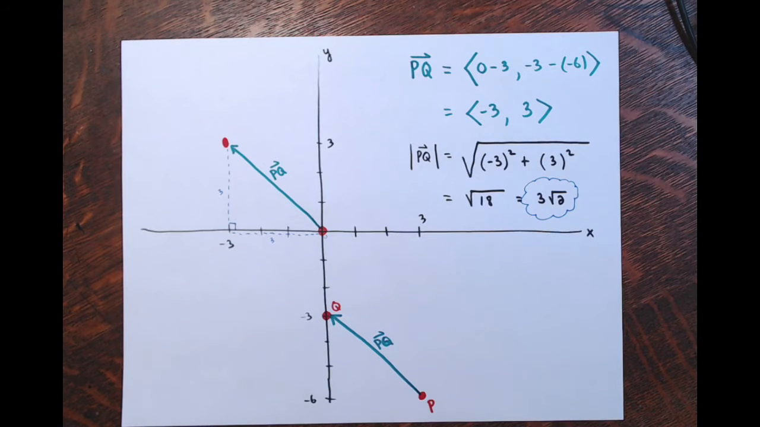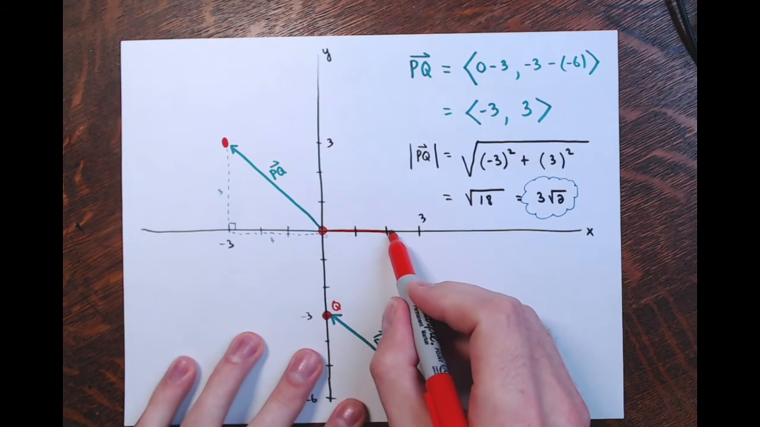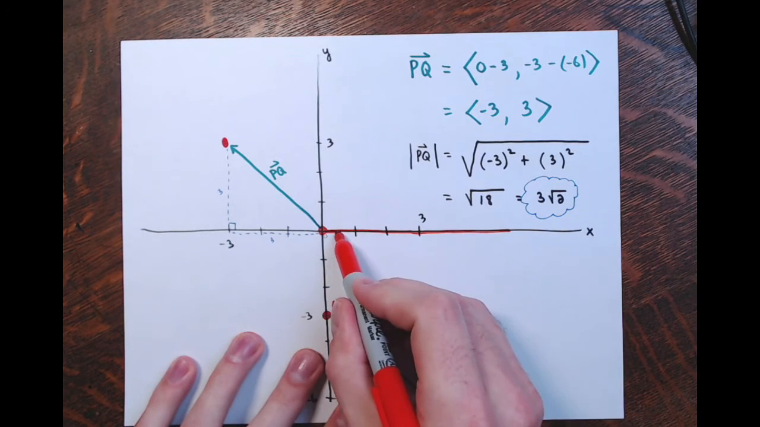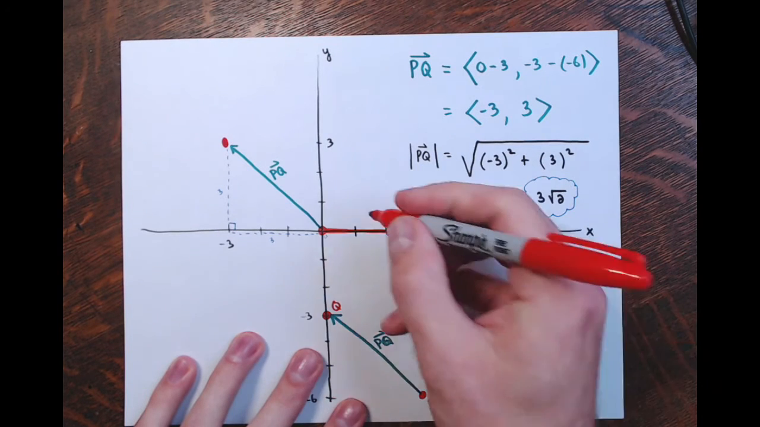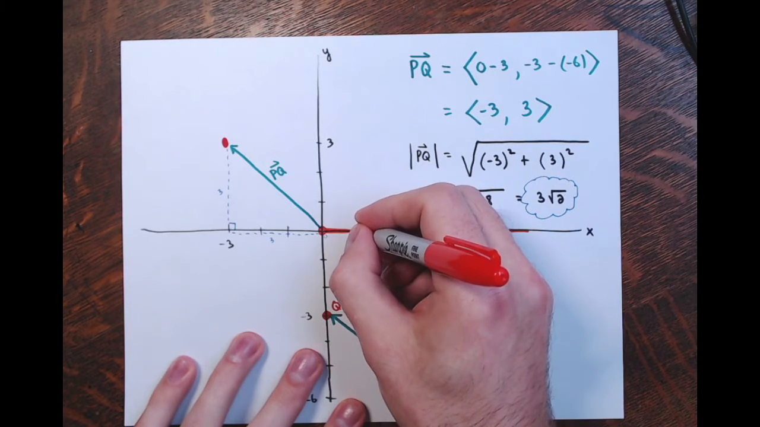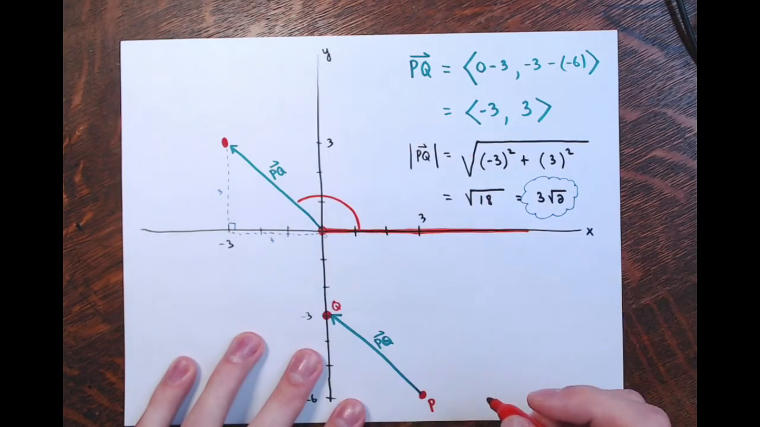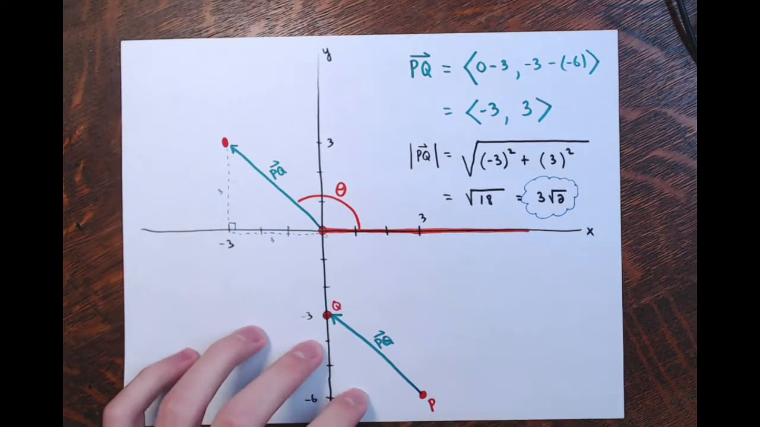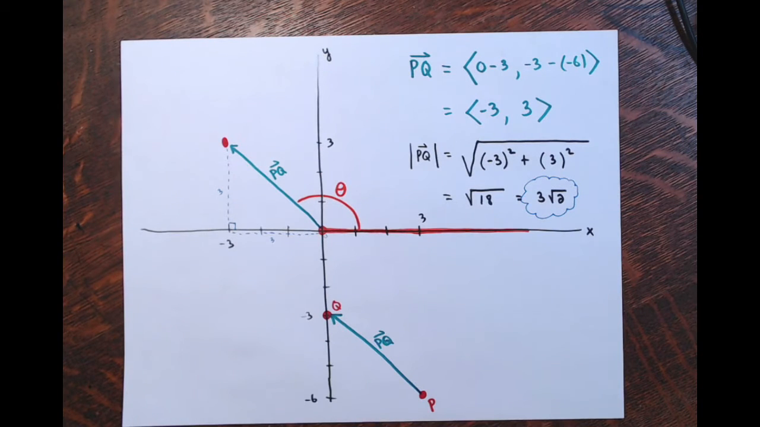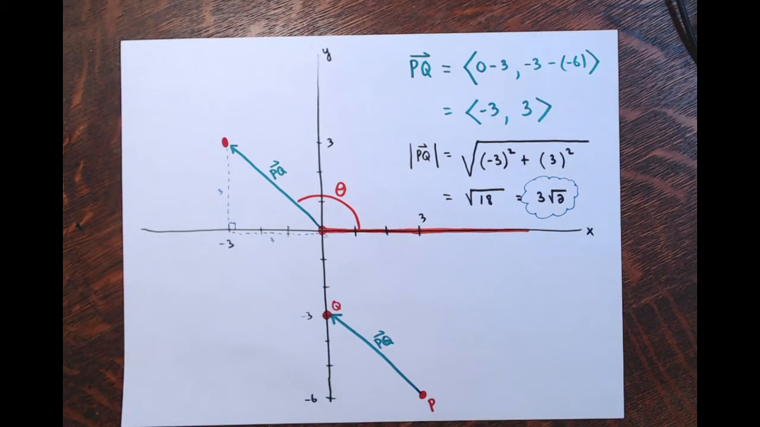The other thing we're asked to find is its direction. All right, now this is the direction off the horizontal from the positive x-axis. Right, so I'll highlight the positive x-axis, and the direction angle is the angle that's counterclockwise until you hit the vector. All right, so this is theta. All right, this is called theta. All right, well, that's clearly bigger than 90 degrees.